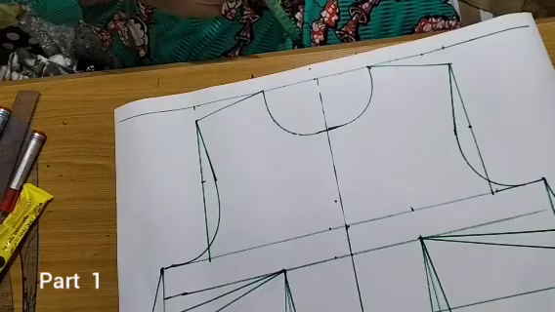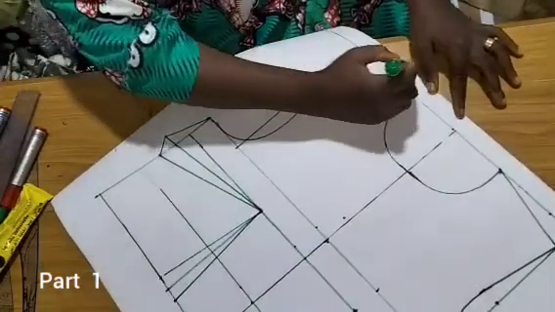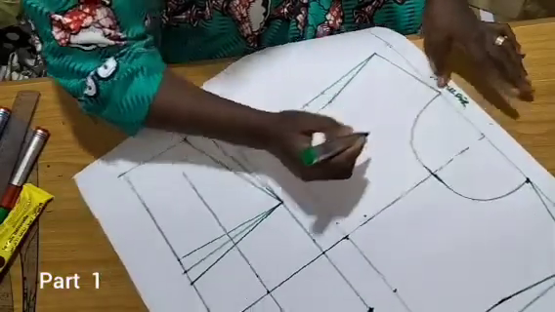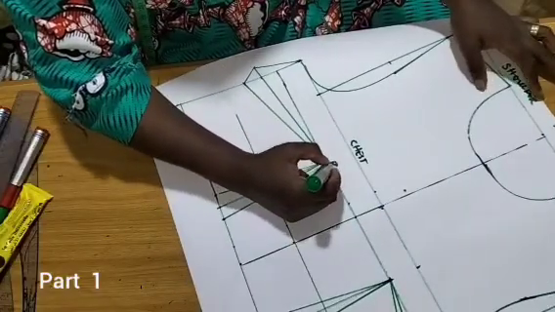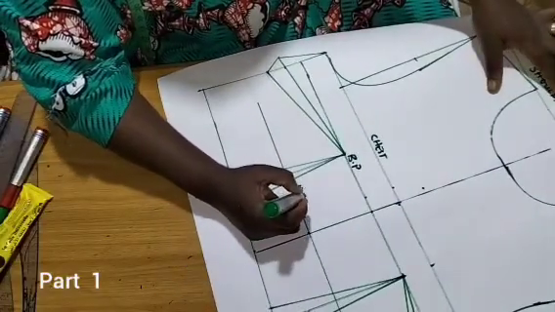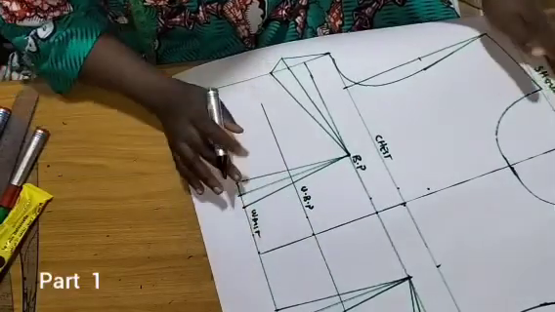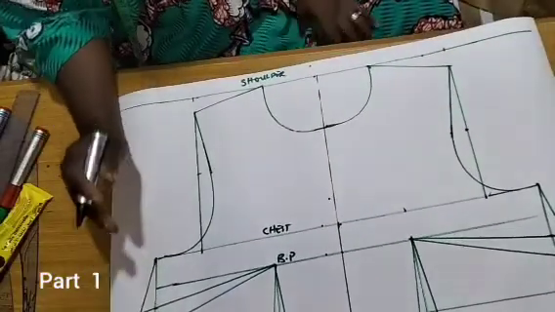So for the front pattern, I have a full bodice pattern. This full bodice pattern I have here, I have the shoulder line, I have the chest line, this is my bust point, the under bust point, and I have my waistline, which is the front length, and I have it for both bodies.